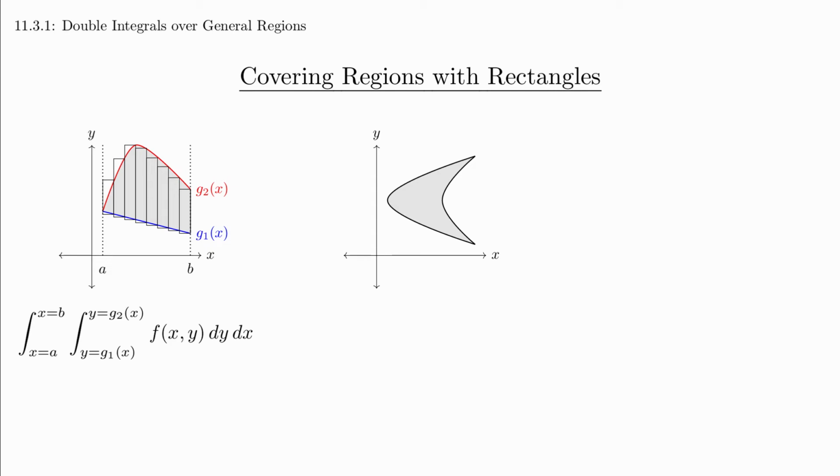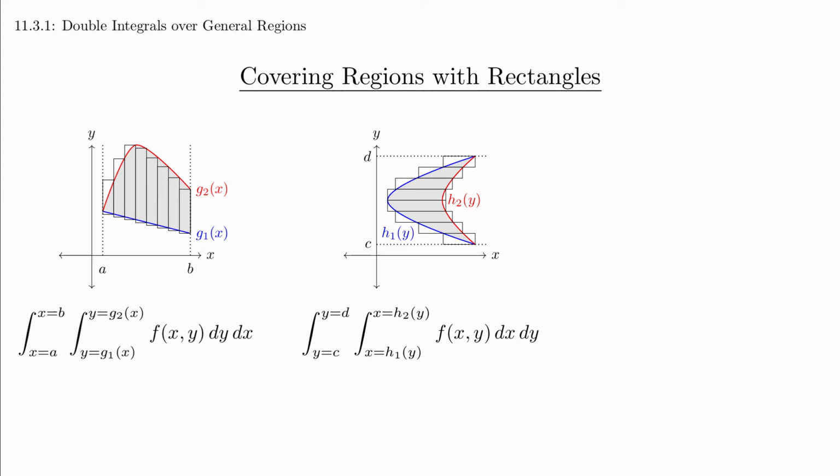However, if we use horizontal rectangles, we can sidestep all of this. Horizontal rectangles correspond to integrating x first. The lower curve is on the left, and the upper curve is on the right. Notice that these are functions of y, and not functions of x. And the lower and upper constants are now in the y direction. We can see that the rectangles cover the region, and this gives us the setup for the integral. Notice that the order of integrals has been swapped to dx dy.